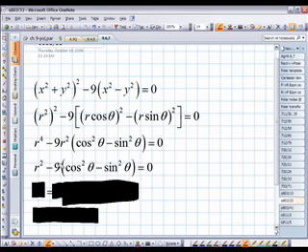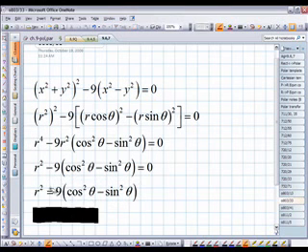I can add this to the other side, because usually you try to solve for r or r squared in the same way that you try to solve for y, for rectangular. And I've got r squared is 9 times (cosine squared theta minus sine squared theta). Using your double angle formula, you end up with r squared is equal to 9 cosine 2 theta.